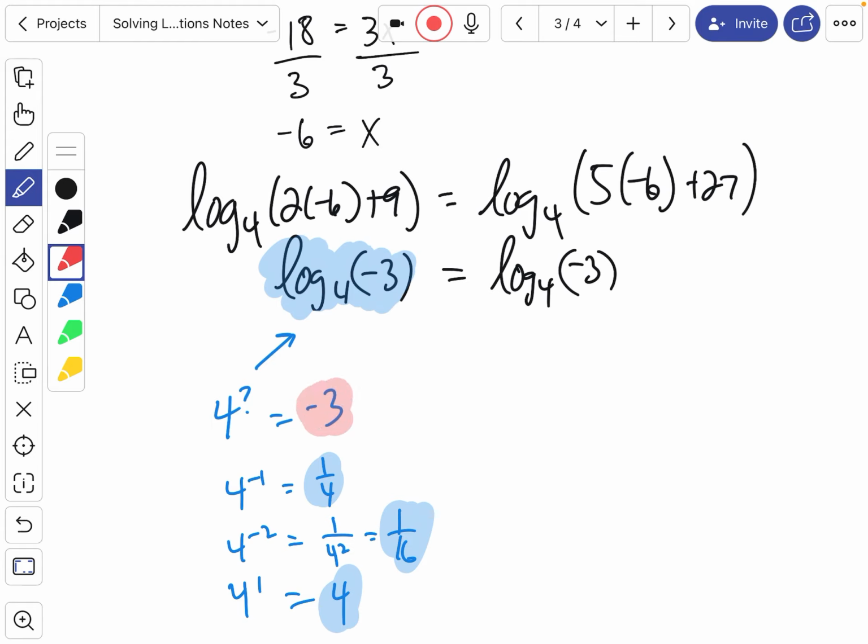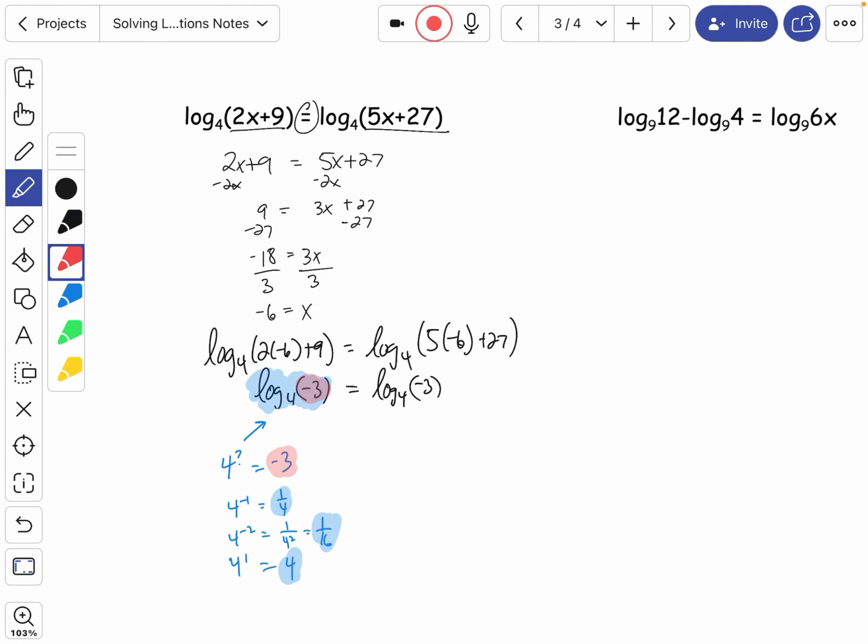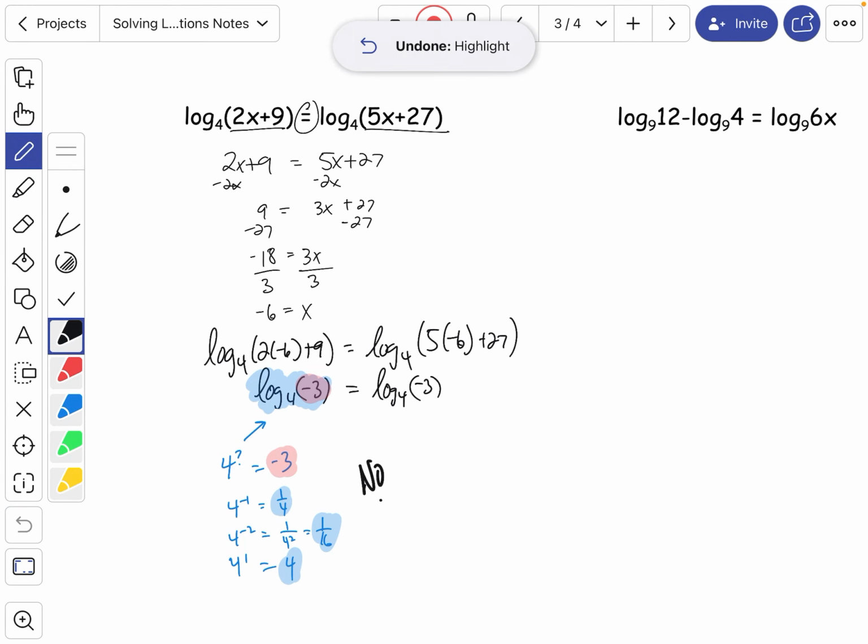So here's the moral of the story. If you're ever doing a log of a negative number, that is not possible, or undefined. It's something we can't do. So the final answer to this one is no solution.